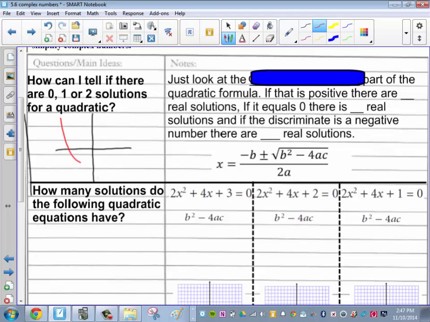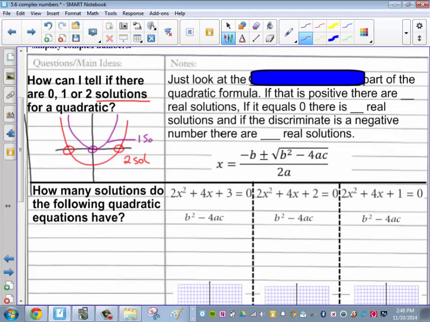You could graph it like this. Remember, the solutions are where it crosses the x-axis. Here it crosses over here and here, so this one could have 2 solutions. That's one thing that could happen. Another thing that could happen is this: you have it go down and then touch the axis. In this situation, you have one solution.